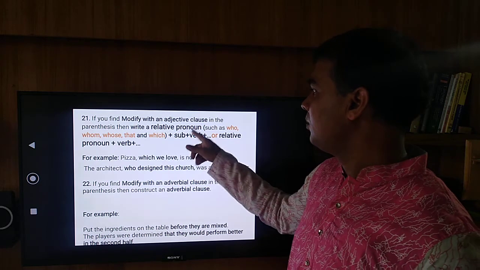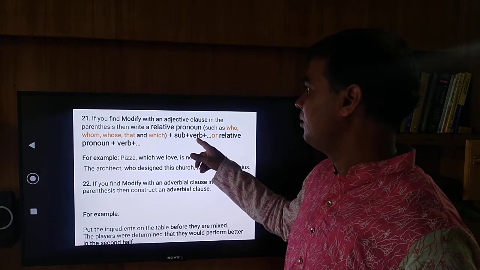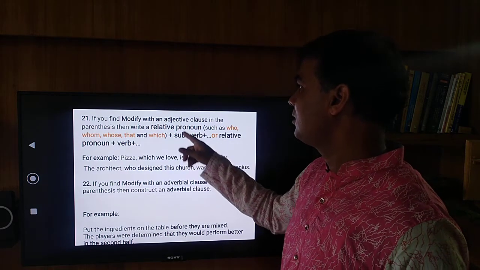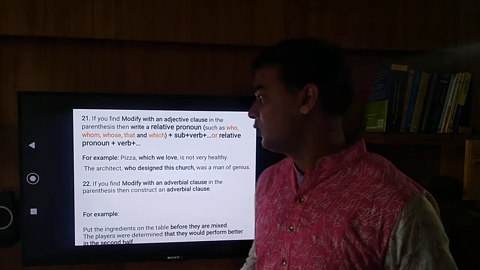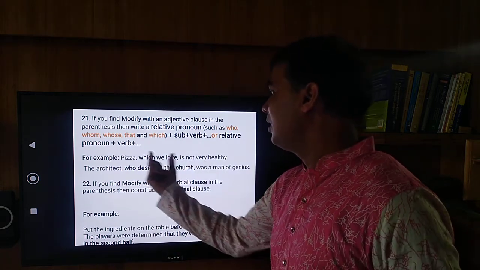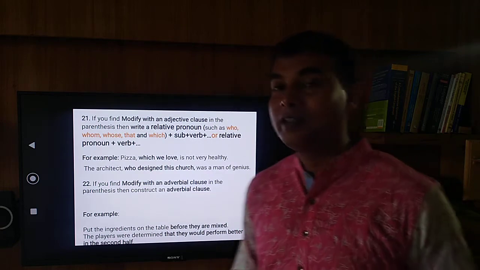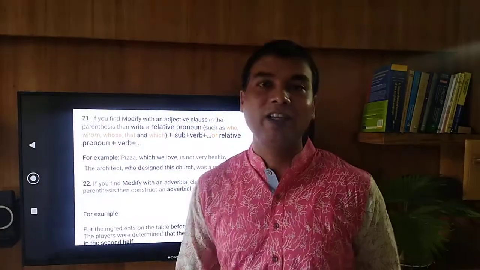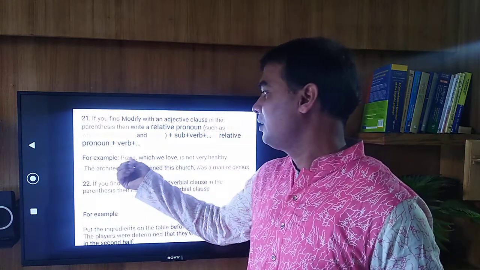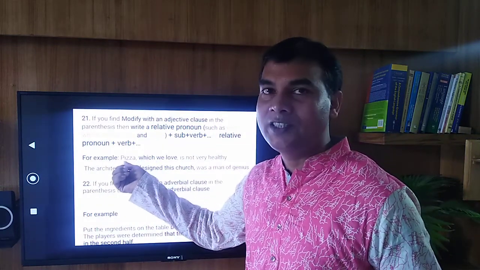So you see relative pronoun, then subject, then verb. Combining these three things, we can make an adjective clause. So which we love, this is an adjective clause. And here one thing you should remember, in an adjective clause you will find an antecedent. Here the antecedent, which indicates pizza.